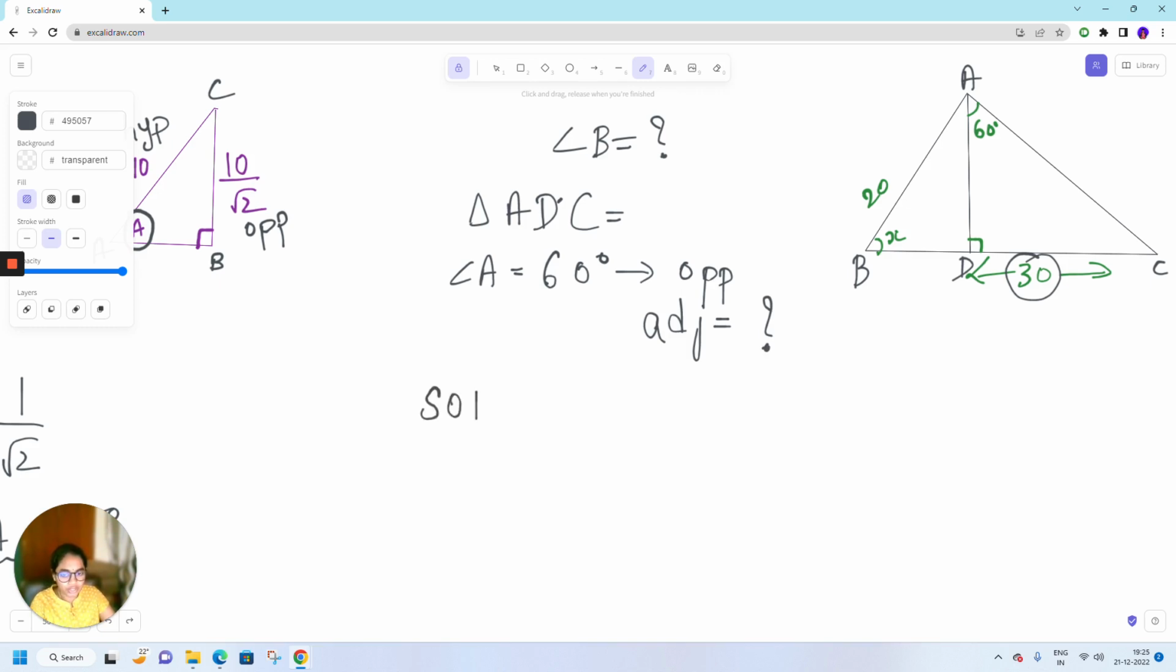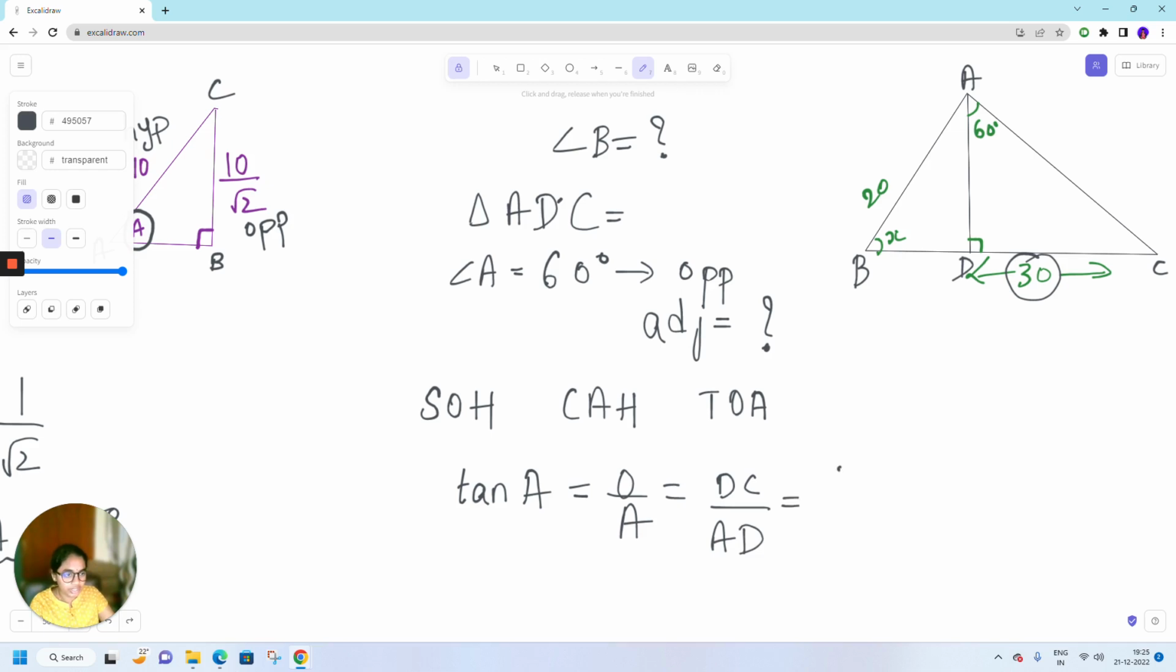So we need a trigonometric function that has both opposite and adjacent. Obviously it is not sine because sine has opposite and hypotenuse. It is not cos because it has adjacent and hypotenuse. Tan has both opposite and adjacent, right? So let me take tan theta. Tan A, right? We have 60 at A. Tan A is equal to opposite by adjacent, which is equal to DC divided by AD.